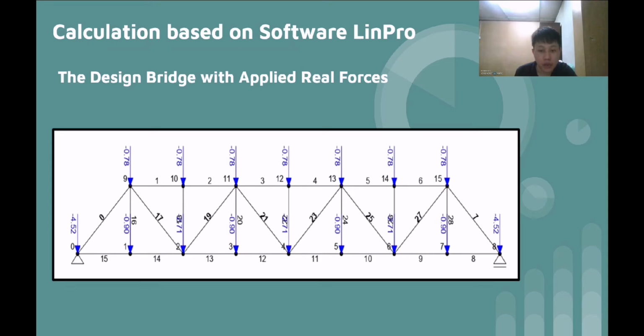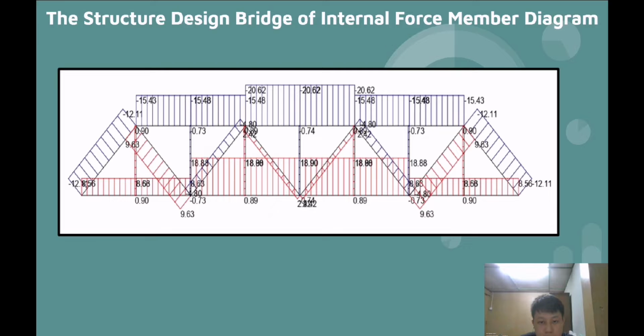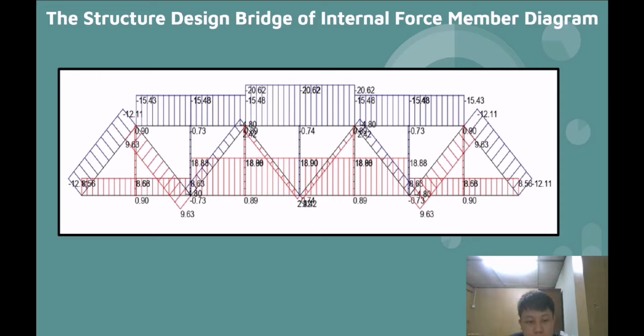And this visual shows the designed bridge with the real force applied, calculated by RIM Pro. This visual shows the reaction force calculated by RIM Pro, with 13.11 kN on each support. And this visual shows the structural design bridge internal force member diagram, which is also calculated by RIM Pro.